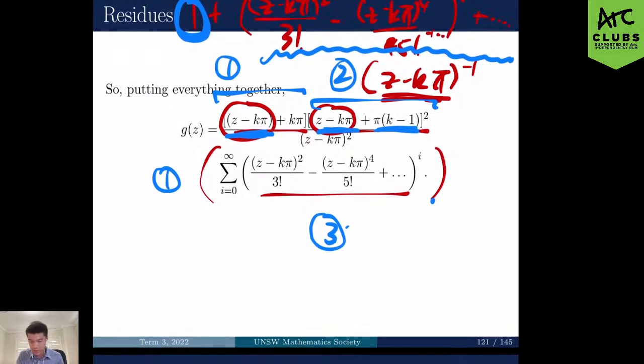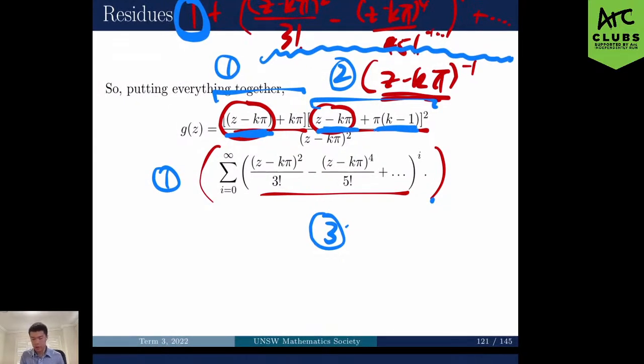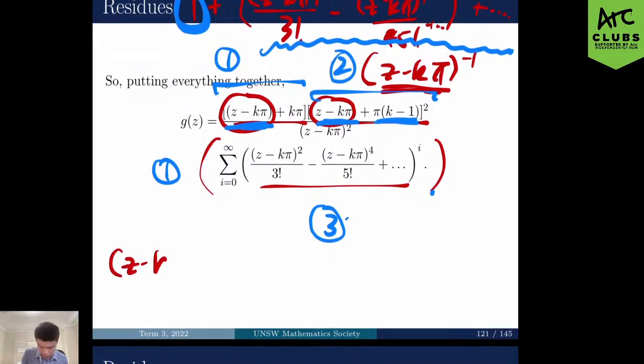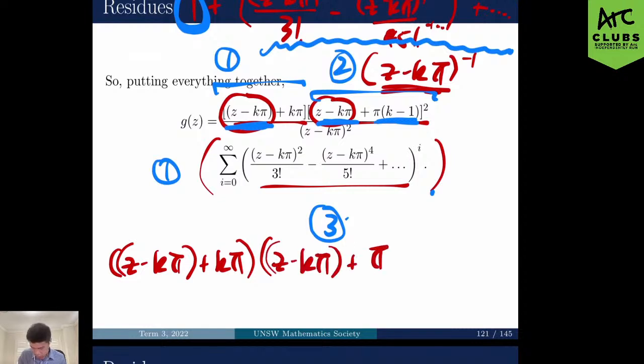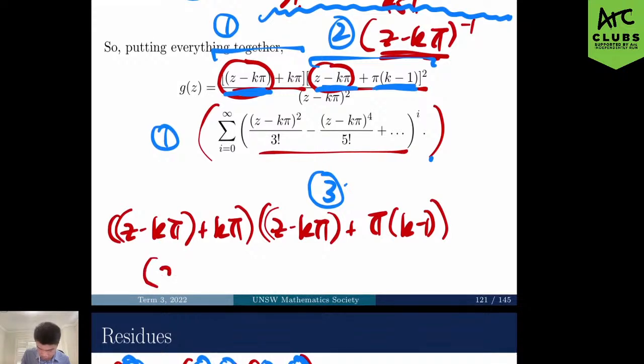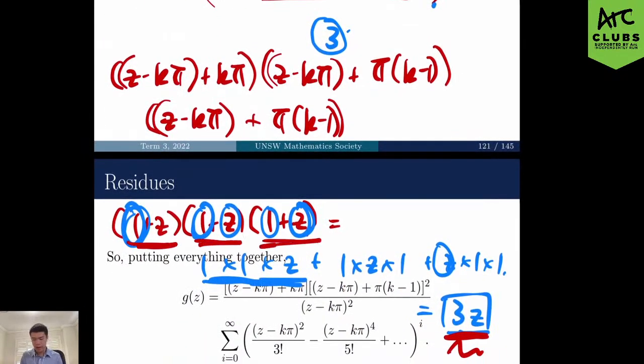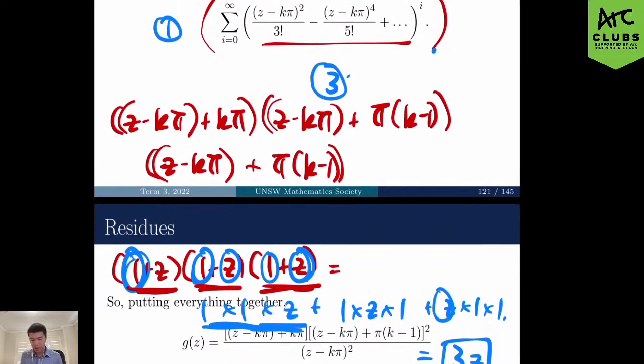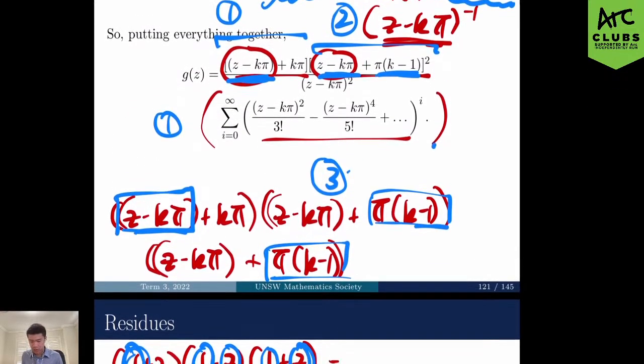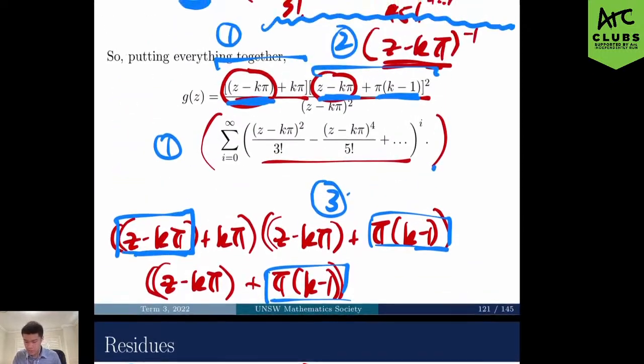What we can do is write this out. This is a square, but we should probably write it out completely. This is exactly the same as what I just showed you with the 1 plus z, 1 plus z, 1 plus z. Because if you want a total power of 1, you can only take (z - kπ) out of one of these brackets. The other two, you have to take the constants. So this expansion will be equal to, I'll write this on a new page.